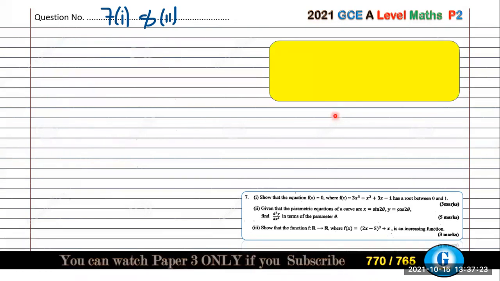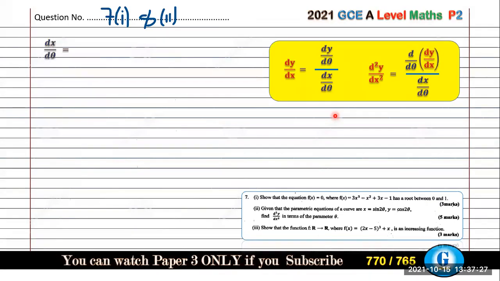So let's use this one first. The first method. So dx/d theta here will be equal to, when you differentiate sine 2 theta, you have 2 cos 2 theta. So dx/d theta will be 2 cos 2 theta. And when you differentiate cos 2 theta, you have minus 2 sine 2 theta.